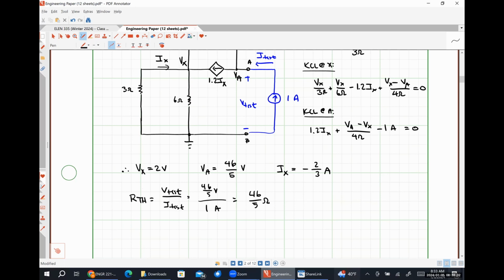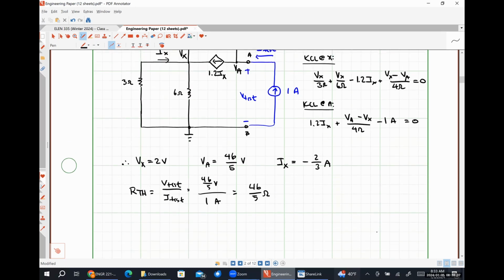Now let's take a crack at the same thing with a test current source, or excuse me, a test voltage source. Looks like you guys are still writing stuff down, so I'll slow down for a second.